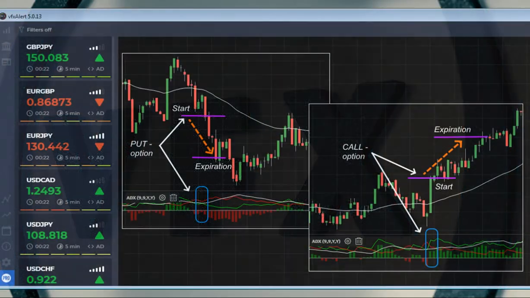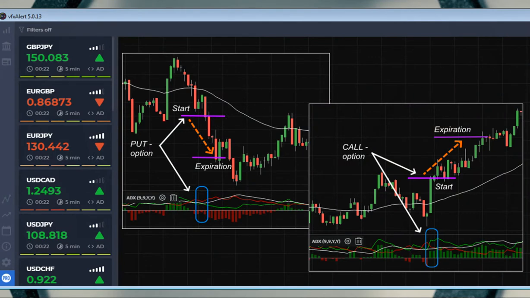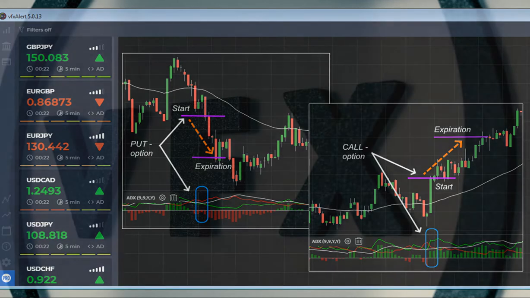On the screen, trading signals and open options when the following conditions are met. Rise, call option: the price is above the moving average, ADX lines are up, the red histogram is below zero level. Put option: opposite conditions, the price is below the moving average, ADX is down, green histogram.